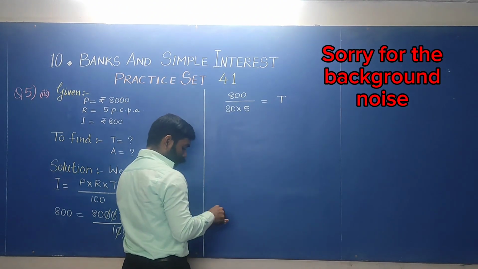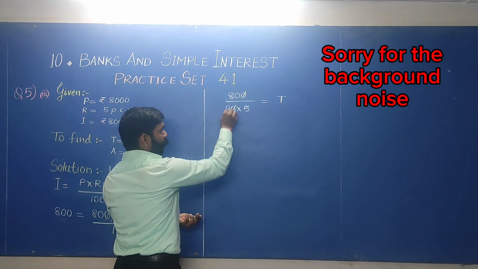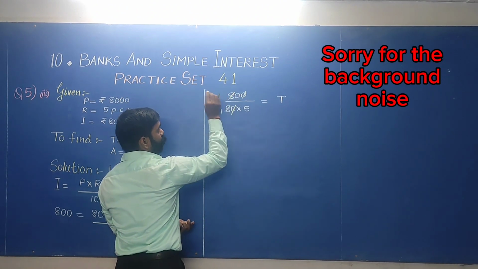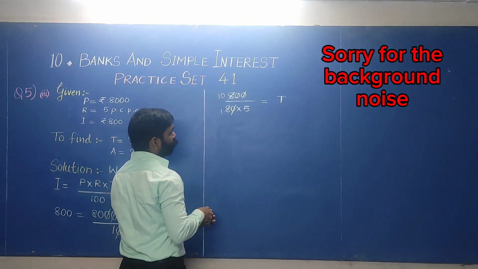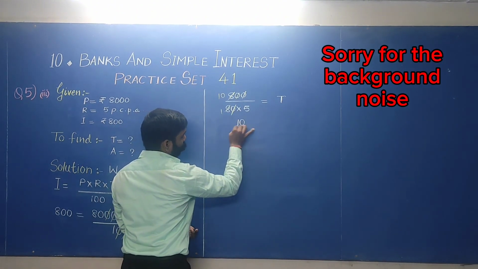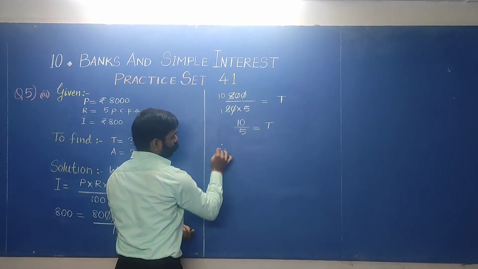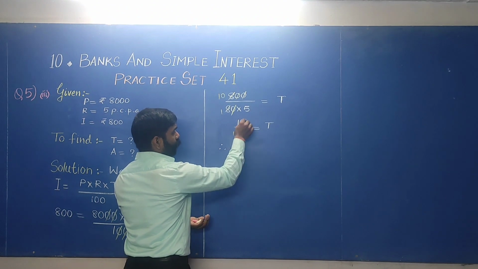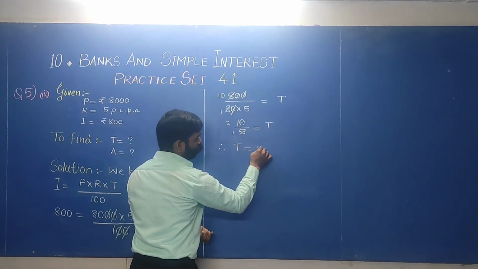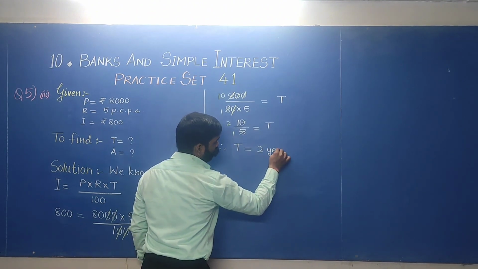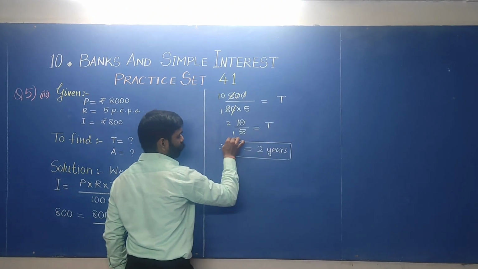Okay, so here we will cancel these two zeros. First 0 0 cancel, 8 ones are 8, 8 ones are 8, 8 zeros are 0. Okay, so we will have 10 upon 5 is equals to T. Therefore 5 ones are 5, 5 twos are 10, so therefore T is equals to 2 years. We got years as 2. We found time.